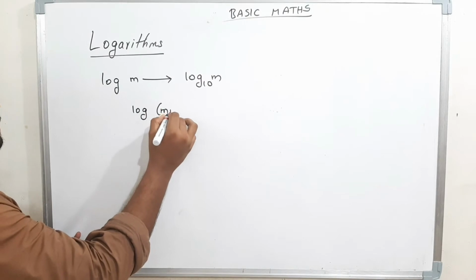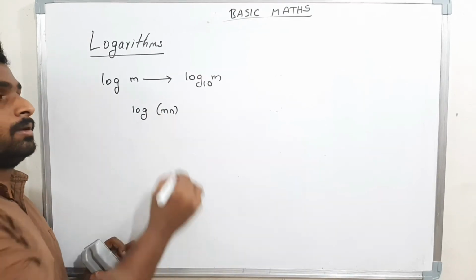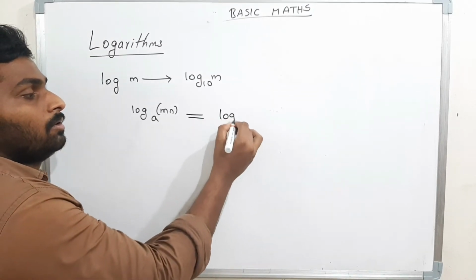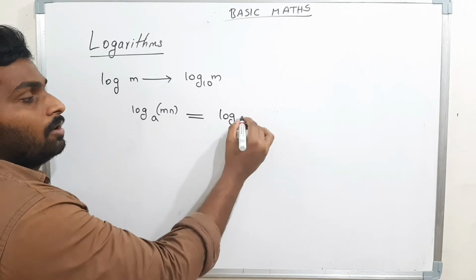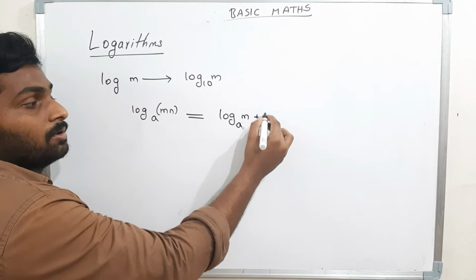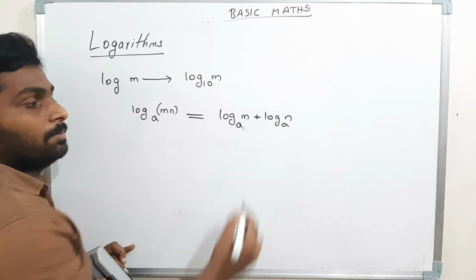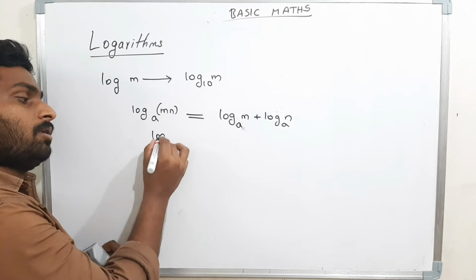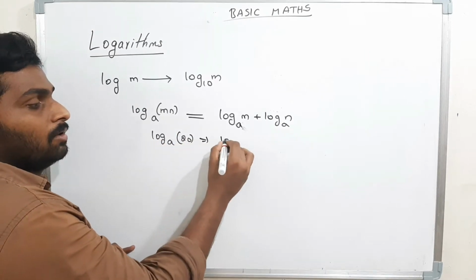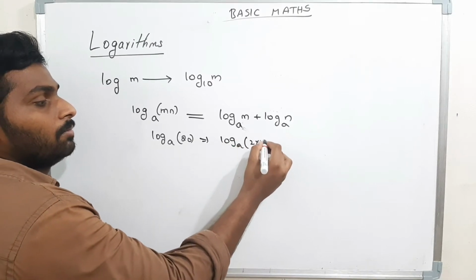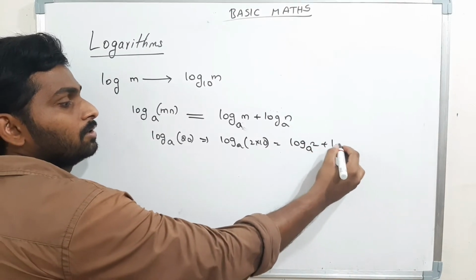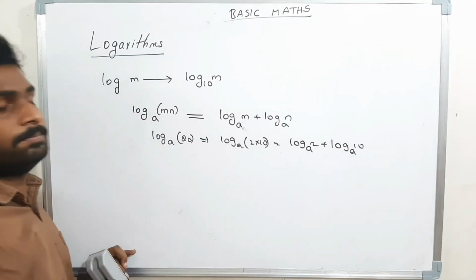Now we will see log m into n base a. This is nothing but equal to log m base a plus log n base a, since it is multiplication, right? Assume log a 20, which I can write as log a 2 into 10. That is nothing but log a 2 plus log a 10.